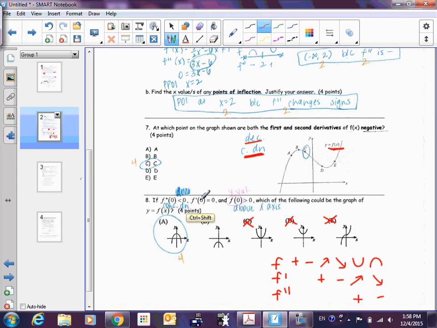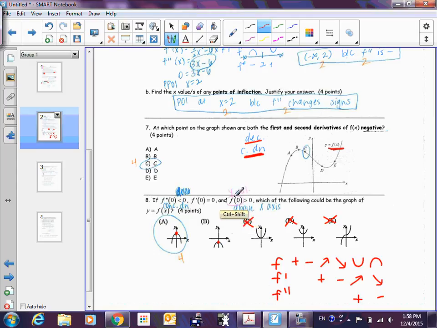All right, f prime of 0 equals 0. All that means is right there in the middle, we have a critical number. We have a place where the slope flattens out to 0, which is true for A and B. So then we got to look at this last thing, f of 0.